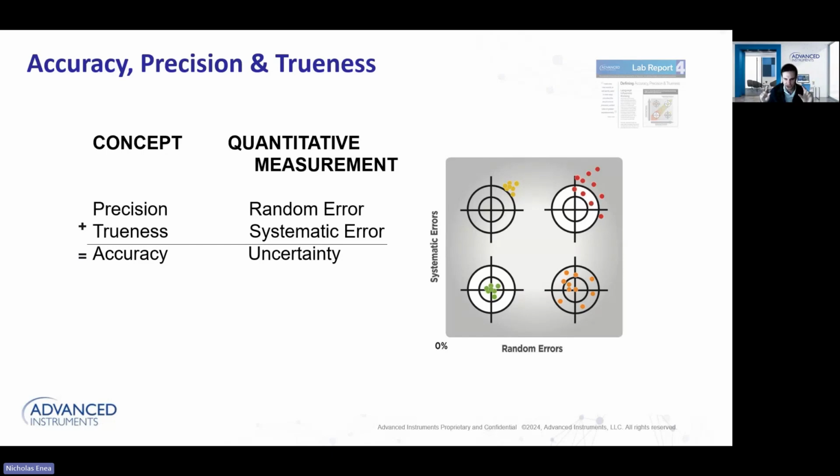But the key message from this specific slide is we want to have the lowest amount of systematic error and the lowest amount of random error when it comes to pipetting and any liquid handling that we're ultimately doing. Now, these two measurements are independent of one another, and we just saw that in our last slide. You could be very precise, but very untrue. You could be very true and very imprecise.